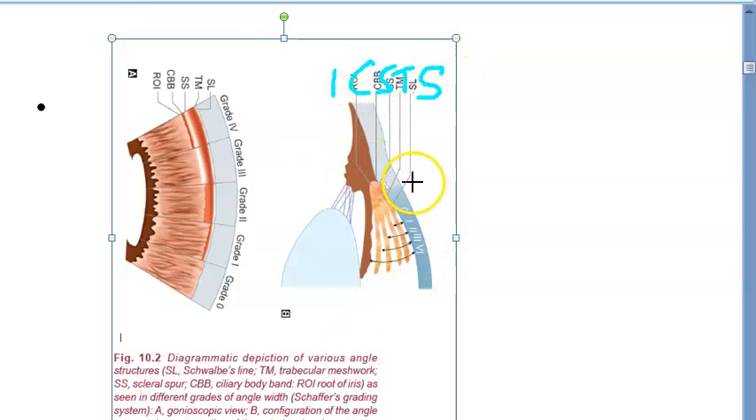So this is iris, root of iris, CBB, ciliary body band, S is what? Scleral spur, trabecular meshwork, Schwalbe's line. Okay, there are two S. You'll have to focus on that. Schwalbe's line is anterior most. Okay, and based on this, they are telling you the angles.